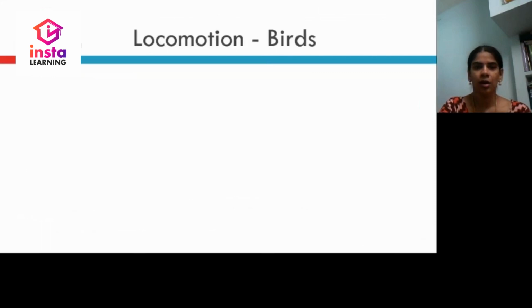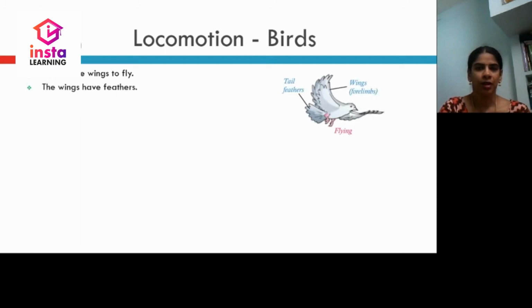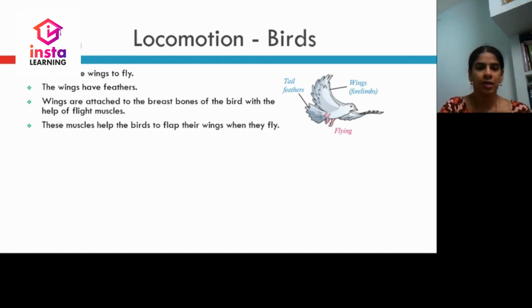Let us learn about how locomotion takes place in birds. Birds have wings to fly. The wings have feathers. Wings are attached to the breastbones of the bird with the help of flight muscles. These muscles help the birds to flap their wings when they fly high.